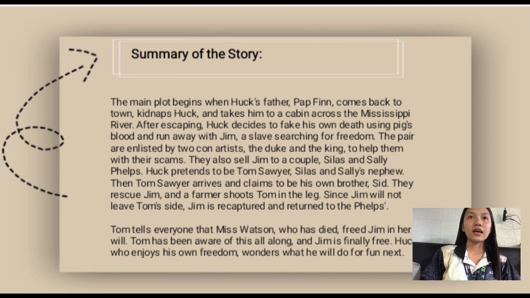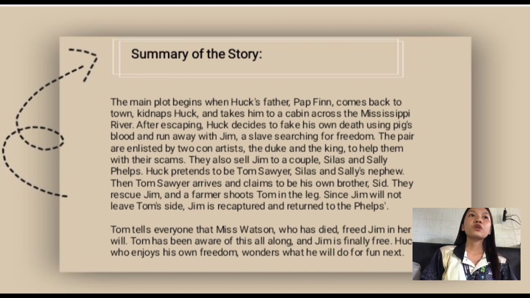Because Pap has a history of violence and drunkenness, Huck is worried about Pap's intentions, especially towards his invested money. Huck's fears are soon realized when Pap kidnaps him and takes him across the Mississippi River to a small cabin off the Illinois shore. Although Huck becomes somewhat comfortable with his life, free from religion and school, Pap's beating becomes too severe, and Huck fakes his own murder and escapes down the Mississippi River using pig's blood.